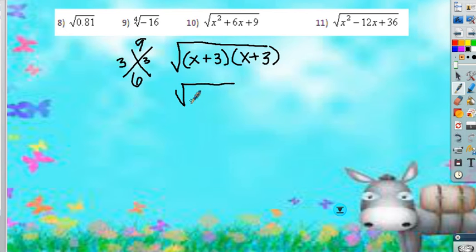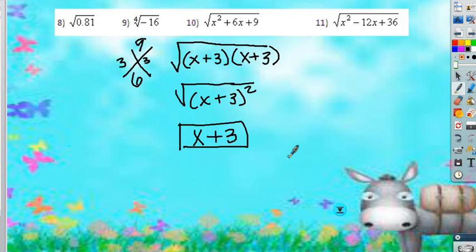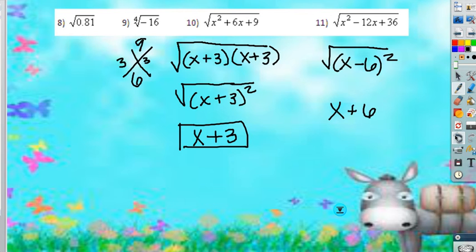You can write this as quantity squared, since they are the exact same factors. And when you square and square root at the same time, those will cancel each other out, and you're left with x plus 3. The same thing is going to happen here for number 11. This will factor into x minus 6 quantity squared. The square root will cancel the square, and we're left with x minus 6.